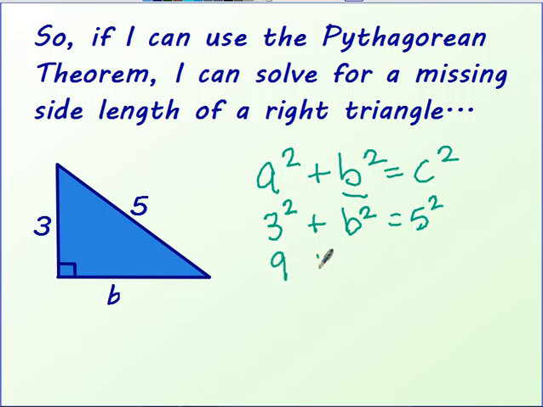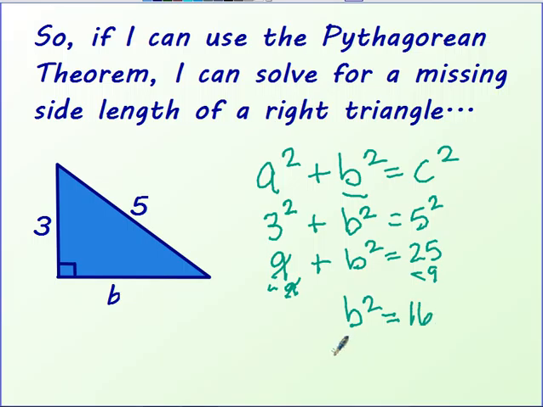Now I've got 9 plus b squared equals 25. When I subtract 9 from both sides, these cancel and I have b squared equals 16. This means that a number times itself has to equal 16. Sound familiar? Well, that means that b has to be the square root of 16, which means that b is 4. 4 is my missing side length.